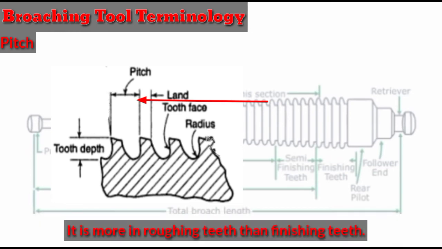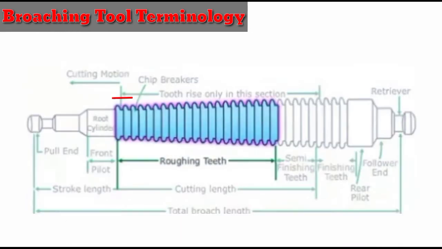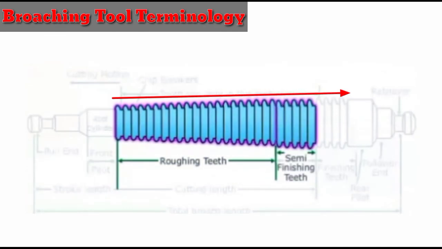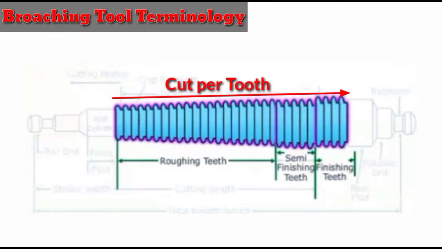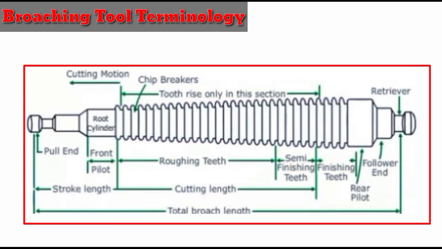It is more in roughing teeth than in finishing teeth. The height of roughing and finishing teeth gradually increases from the shank to the finishing teeth. This increment is called the cut per tooth. This is the complete terminology of the broaching tool.